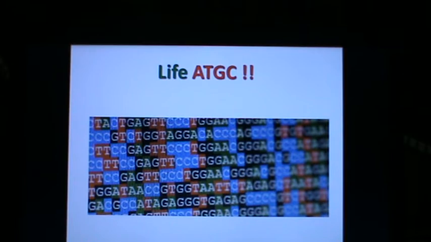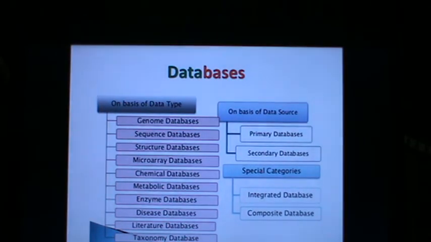Biological databases are of two types, the nucleotide databases and the protein databases, and from these databases we can study different types of logical and scientific areas. So there are different types of databases.